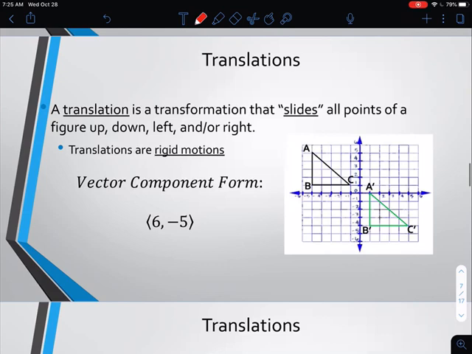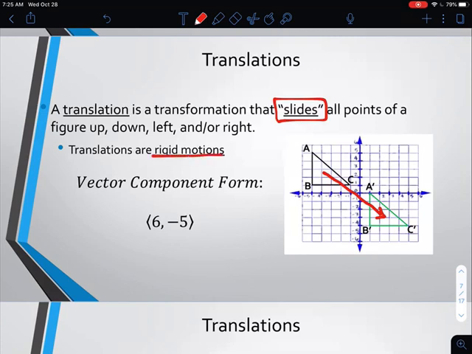As far as translations, a translation is just sliding. We're just sliding an object from one point to another. So for here, I've got triangle ABC getting slid down to triangle A prime, B prime, C prime. I didn't change the way it faced. I didn't change the orientation of any kind. All I did was slide it from one location to another.